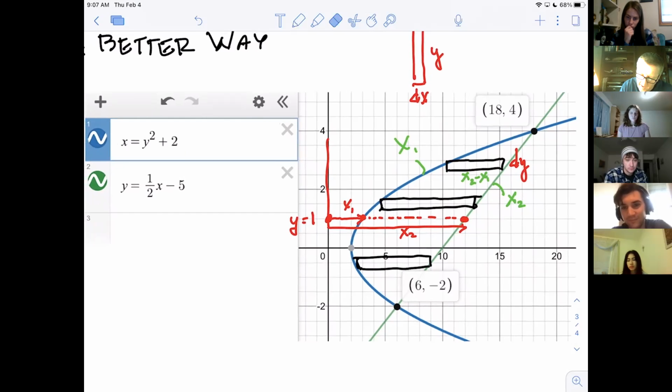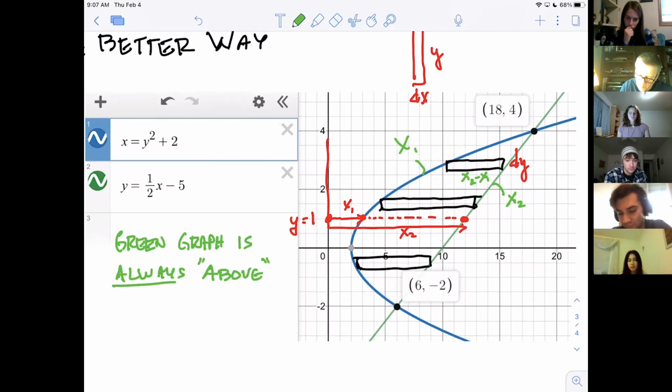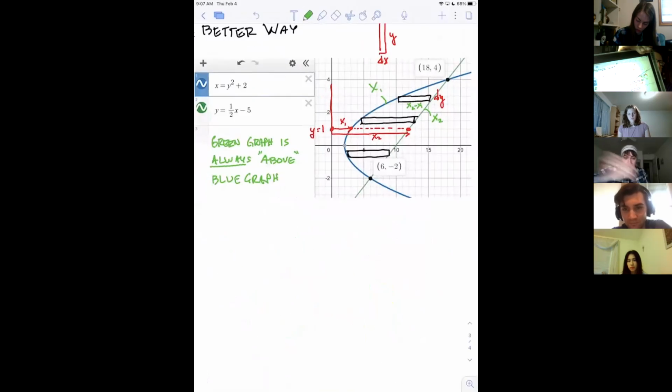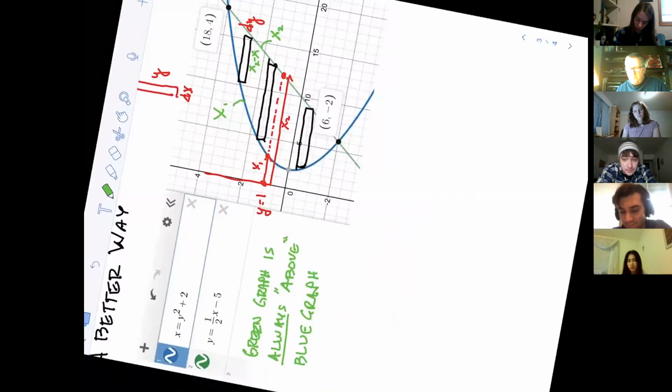The green graph is always "above", and when I say above, I put it in quotes, the blue graph. If I was doing this live, I would turn my paper, but if I turn it now, nothing happens. You can't even tell I'm turning it. But if I turn this direction, let's see, is that going to work? I can't even read it because it's upside down. Do you understand what I mean when I say the green graph is above?